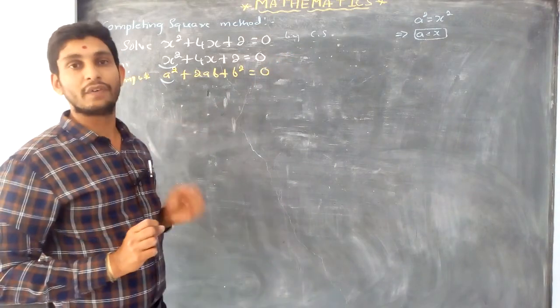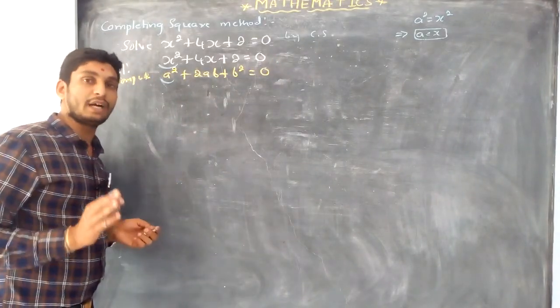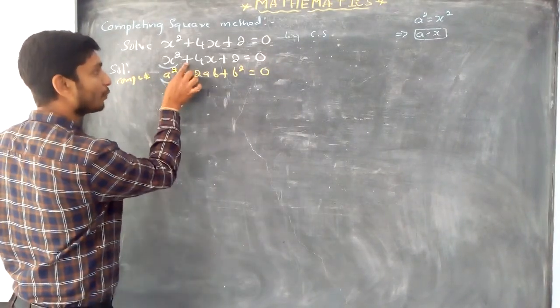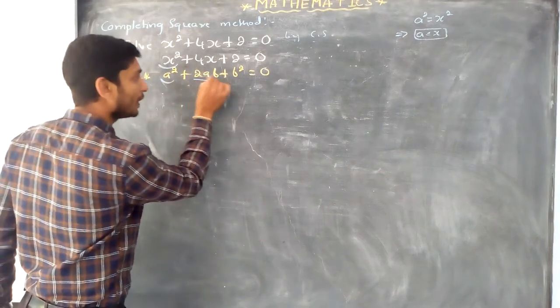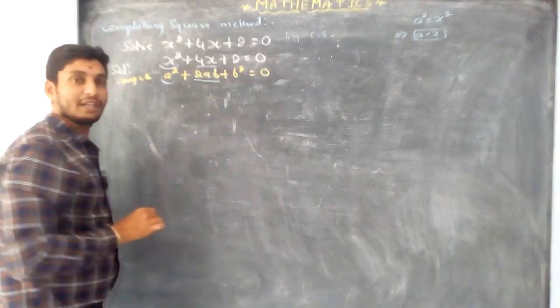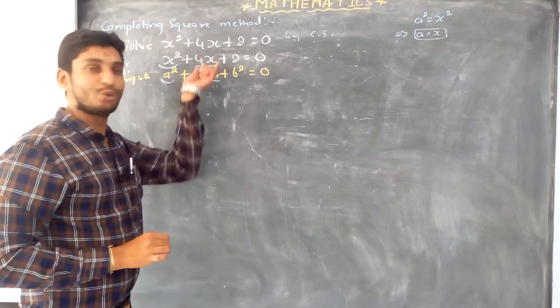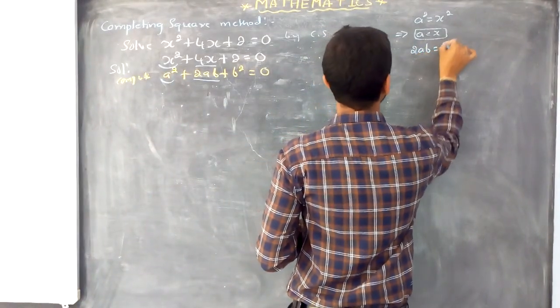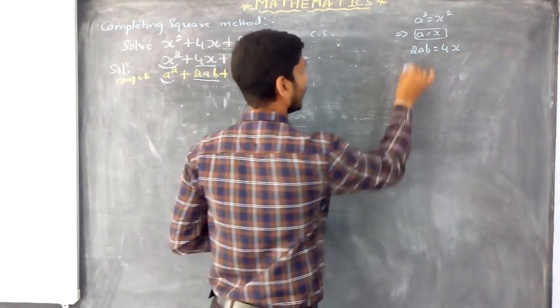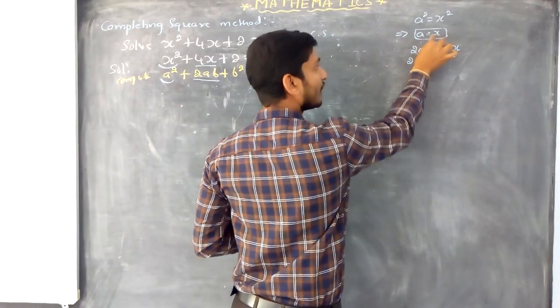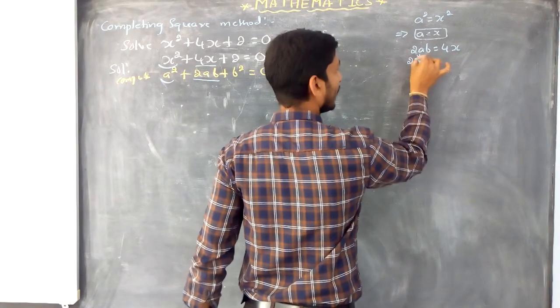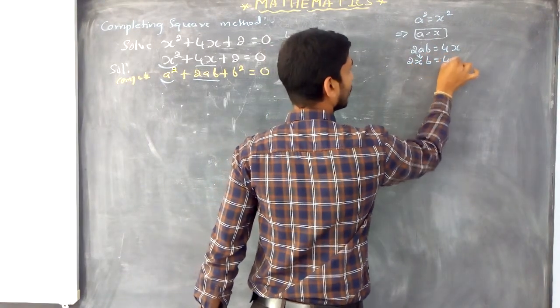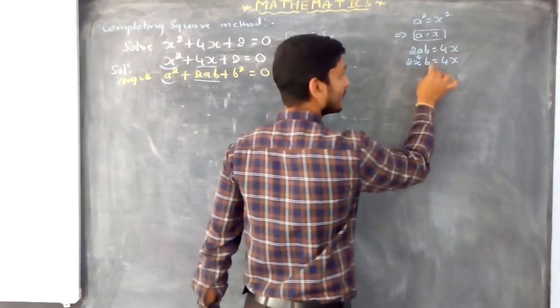I got the answer of a. Now you have to find b. How to find b? Simple. Plus is there. Now in the place of 2ab, 4x is there. By comparing these two, let us find b. Yes, in the place of 2ab, what is there? 4x is there. 2 into a, the answer we already got. What is the answer of a? x into b equals 4x. Now I need the answer of b.